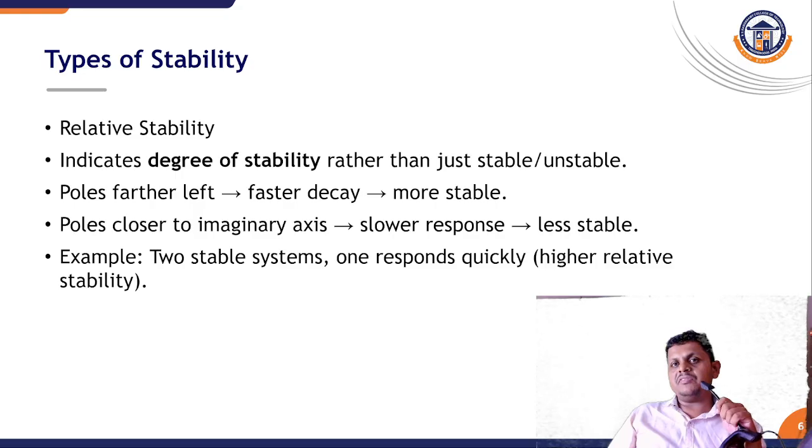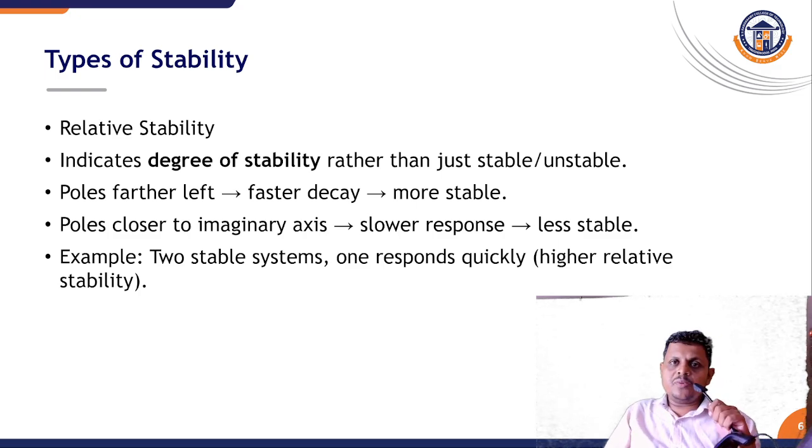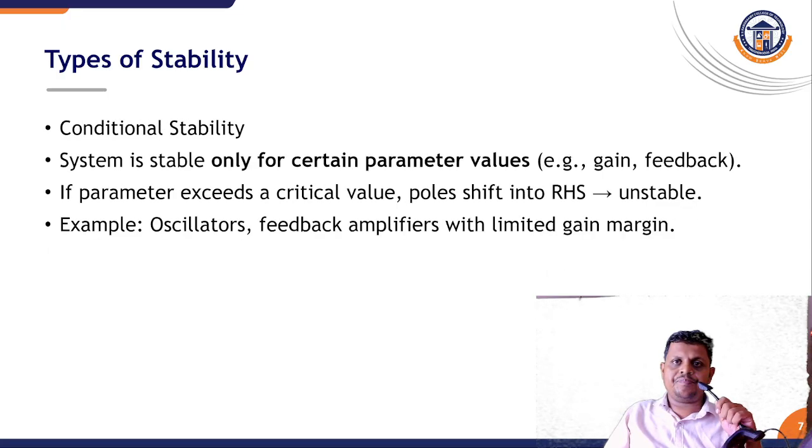So the left side of the graph means it is more stable, and poles located exactly on the imaginary axis means it is less stable. For example, two stable systems, one responds quickly, that is higher relative stability.